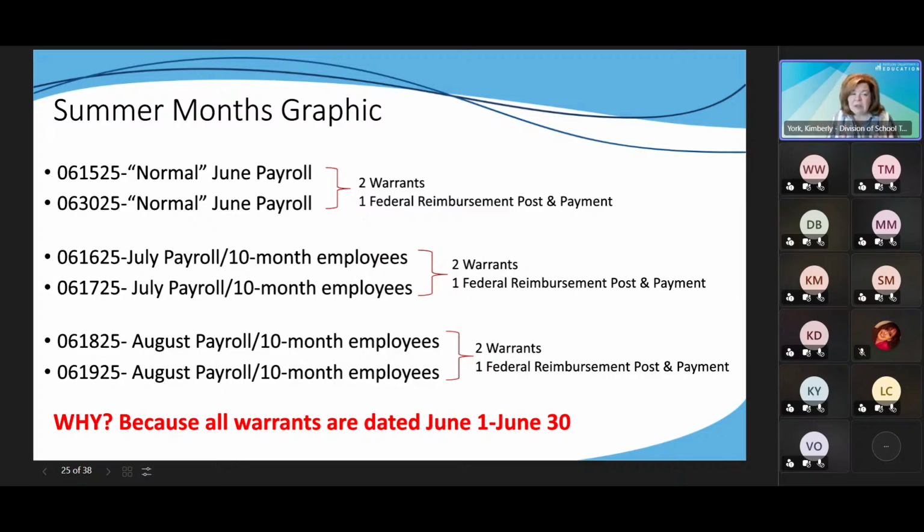And why are you having to do this? Why do we have to make this so complicated? I would say it's because all of your warrants are dated June 1 to June 30th, because that's when you're running the payrolls for these. If down the line you need to come back and look at any of this, you need to be able to look in June, because that's when the payrolls were actually run.